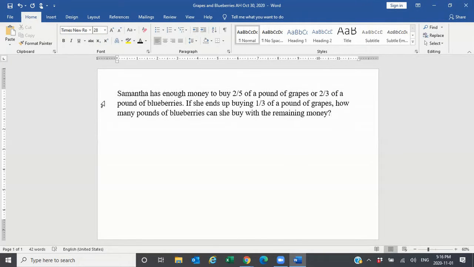Alright, so this problem says Samantha has enough money to buy 2/5 of a pound of grapes or 2/3 of a pound of blueberries. She ends up buying 1/3 of a pound of grapes. How many pounds of blueberries could she buy with the remaining money?